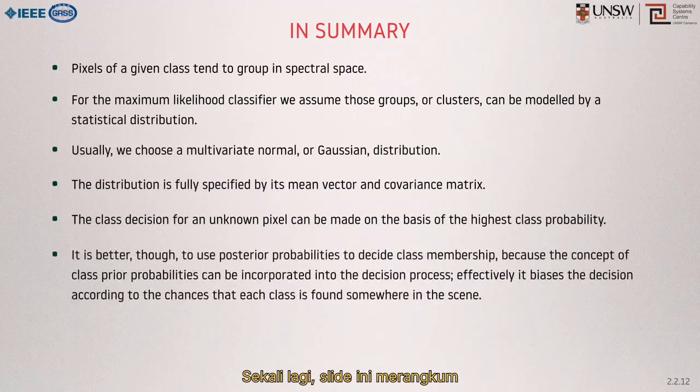Again, this slide summarizes the important points: that classes of pixel tend to cluster in multispectral space. We describe those clusters by normal or Gaussian distributions. We estimate the mean vectors and covariance matrices of those distributions from available training data. We can make class decisions for pixels based upon a comparison of the probability distributions, or preferably the posterior probabilities if we happen to know the prior probabilities.